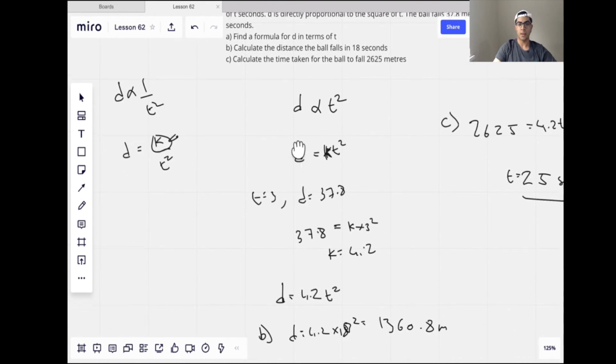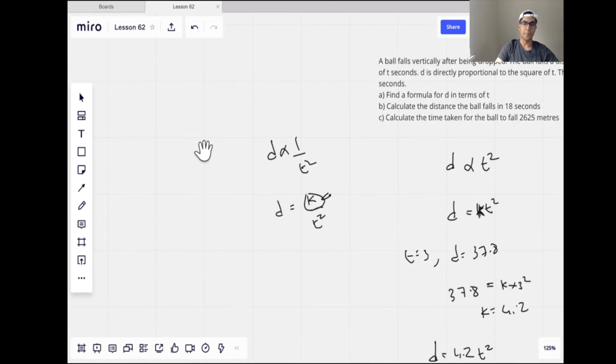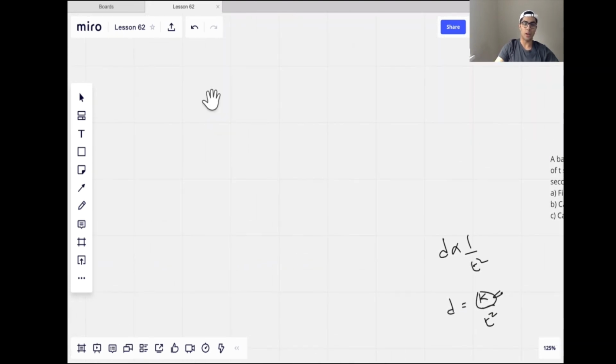Oh, actually, before I forget, I should talk about the graphical representation of proportionality. If y is proportional to x, we know y is equal to kx, and that looks like a straight line. But the question is, if y is inversely proportional to x, what does that look like? Well, we know y is proportional to 1 over x.